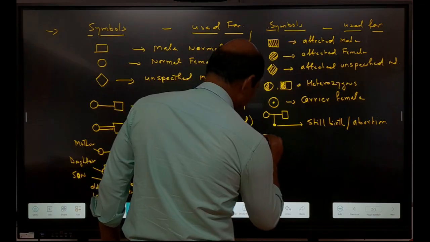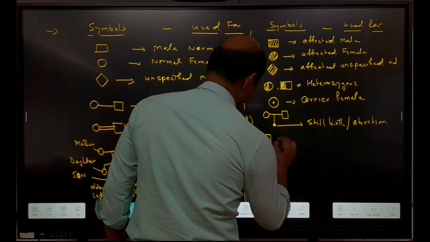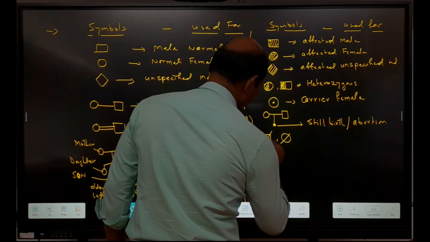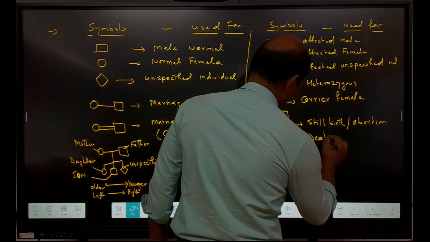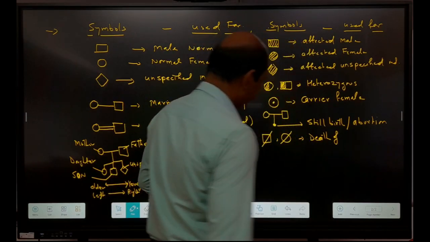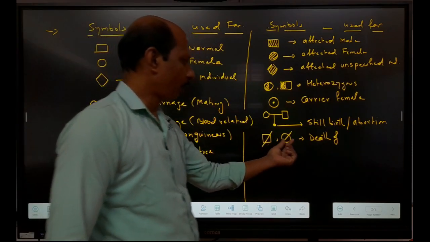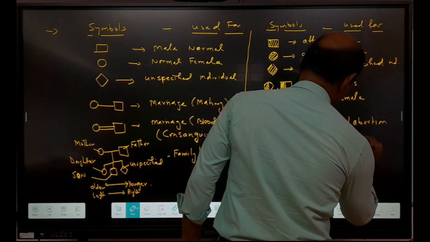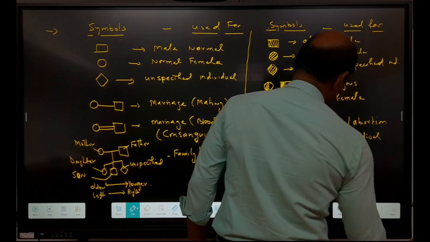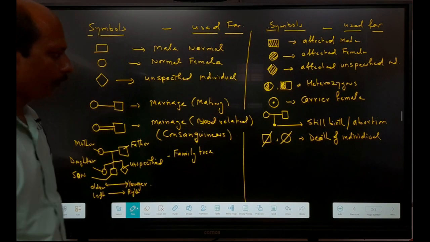For death, we use another symbol. Suppose that this is given like this one, and it's crossed like this. So this one is called death of an individual. That is male death. Male is dead, female is dead. So death of individual, right? Death of individual.